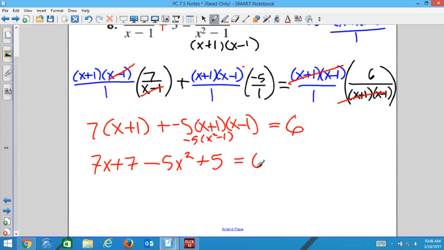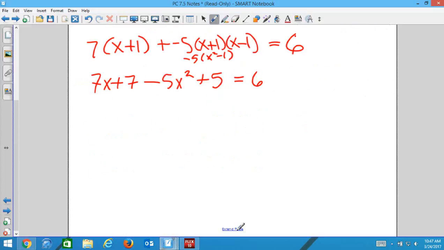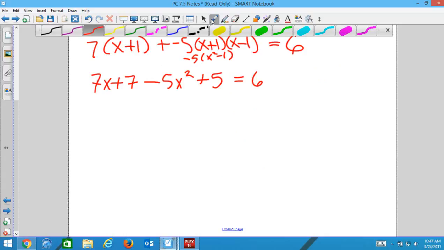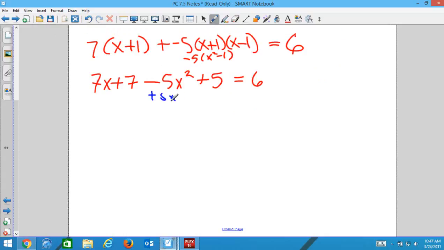And we look, and there is an x squared in it. So I'm going to set it equal to 0. I also want the x squared positive, so I'm actually going to move everything to the side that has the 6, just so it's easier for me to solve. I'm going to add 5x squared. I'm going to subtract 5. I'm going to subtract 7x over here.